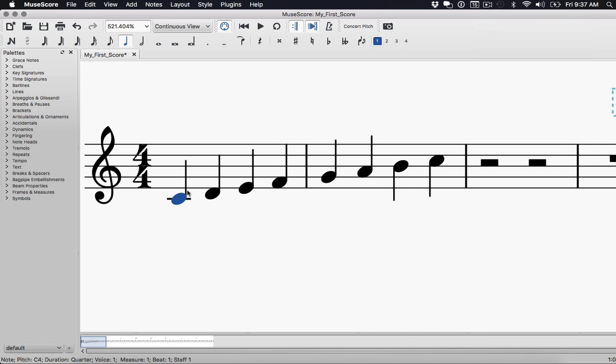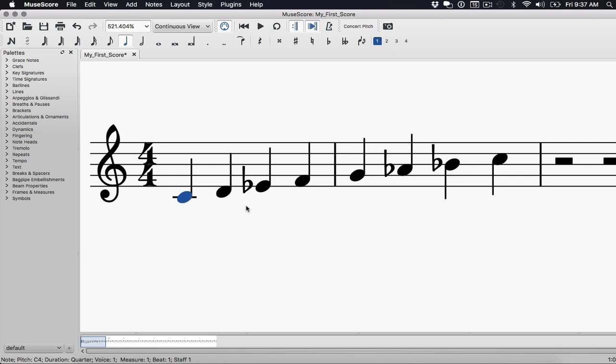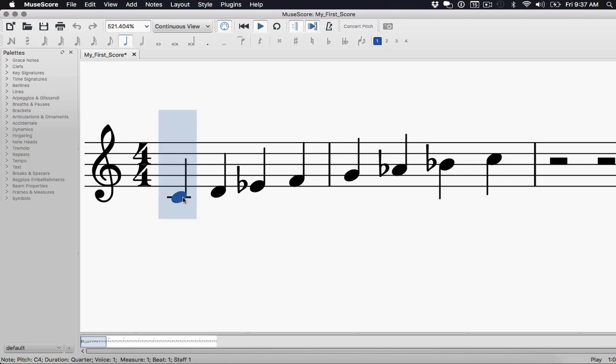So let's first convert our C major to a C minor, right? And if we remember how to do that, we've got to take our third down a half step, our sixth down a half step, and our seventh down a half step. Now we have a C minor scale. Okay, so here's our minor scale.